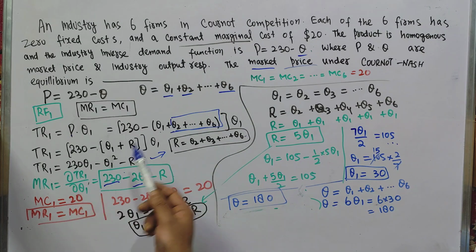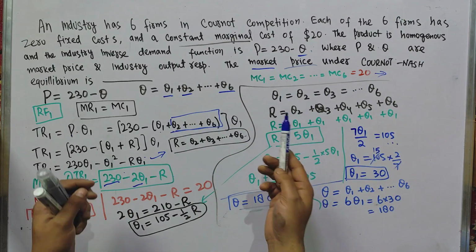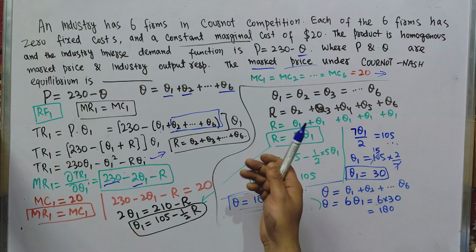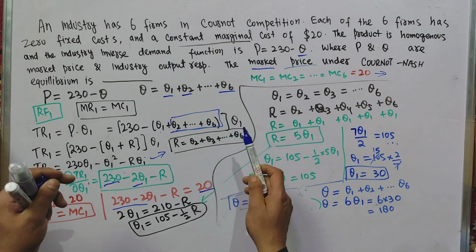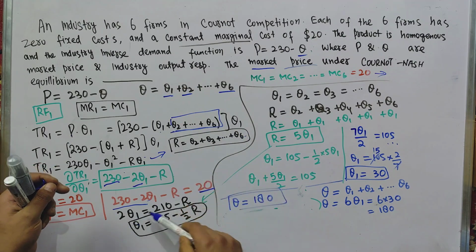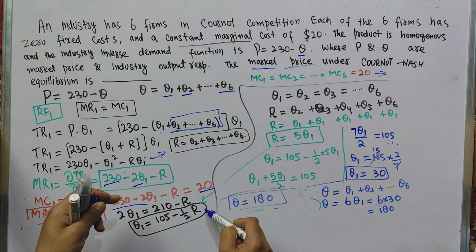Now marginal cost of firm 1 is 20, and since we have the same symmetric costs, marginal costs are equal. So equating marginal revenue, 230 minus 2 Q1 minus R, with the marginal cost, which is 20, and solving for Q1, we get Q1 equal to 105 minus 1 upon 2 R.